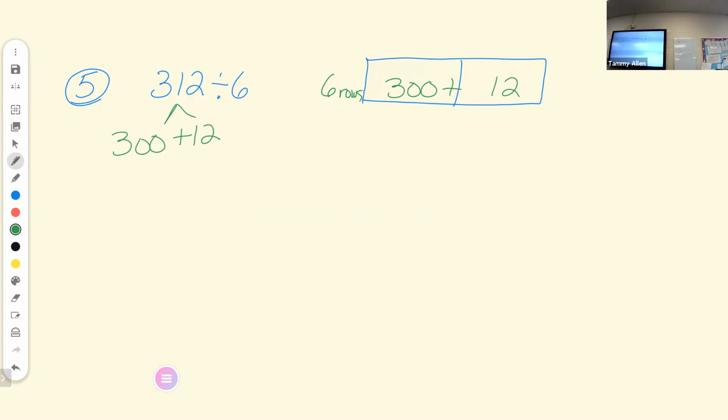What is 300 divided by 6? I know. What's 300 divided by 6? Well, 50. Plus 2. This is our 52. Yes. Yeah. Does that make sense? Questions on that one?